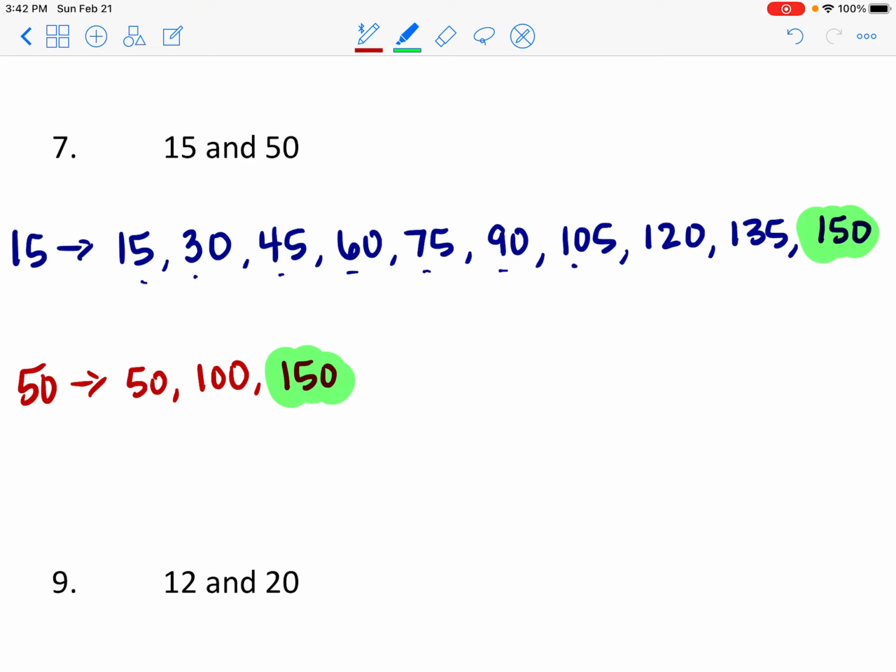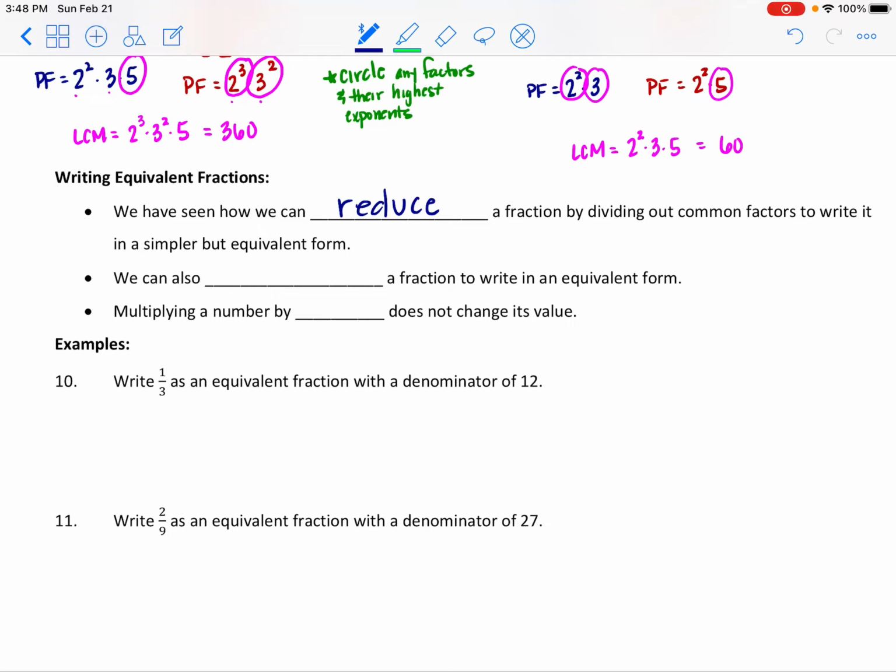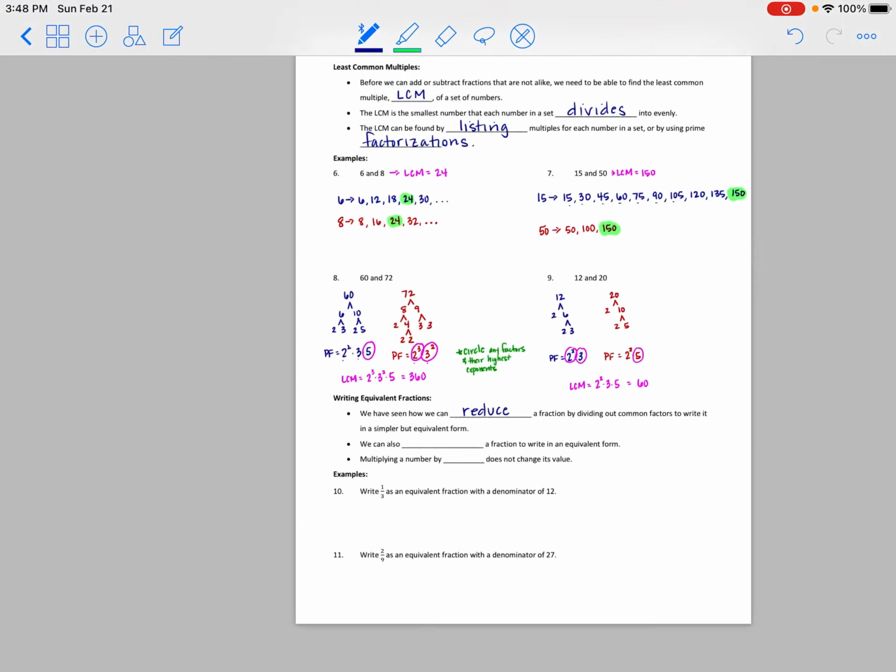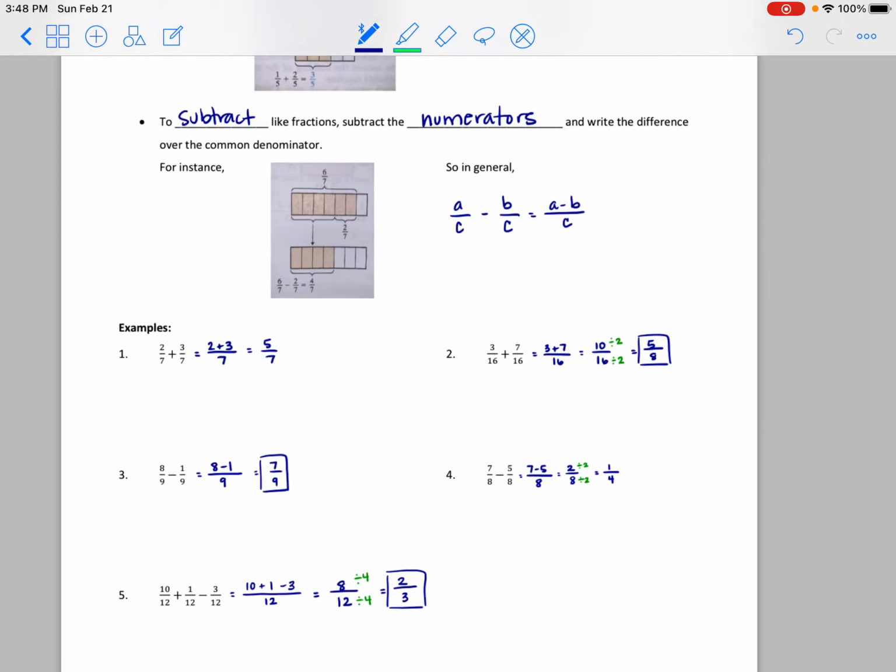All right. Now, one other skill we need before we can add or subtract unlike fractions is writing equivalent fractions. So this is going to be the reverse of something we've already done. We have seen how we can reduce a fraction, how we can simplify a fraction by dividing out common factors, and what we get is an equivalent form. So we just saw this a bit ago, actually.